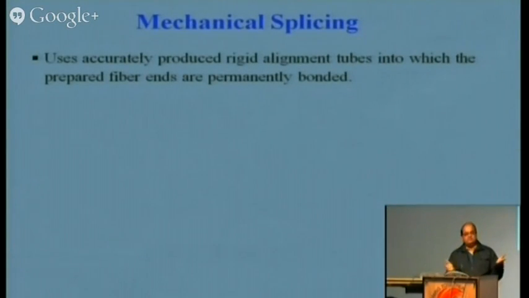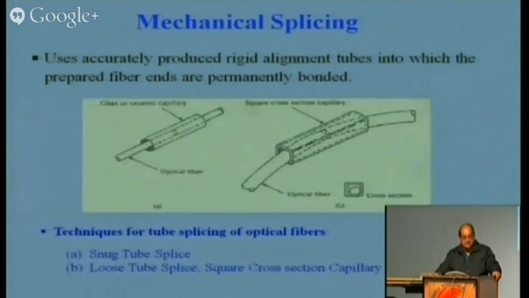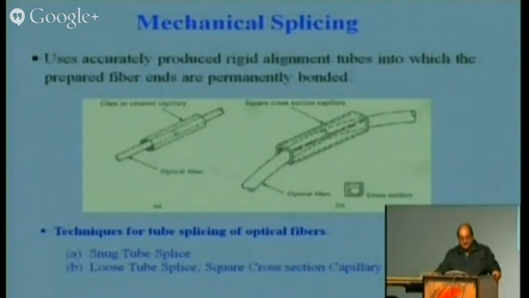So these are the different types of splicers. Fusion splicer. Whenever a fusion splicer is not available, in those cases we go for mechanical splicing, which uses accurately produced rigid alignment tubes, sleeves or grooves into which the prepared fiber ends are bonded. It may be permanently bonded or temporarily bonded. It depends on your approach.